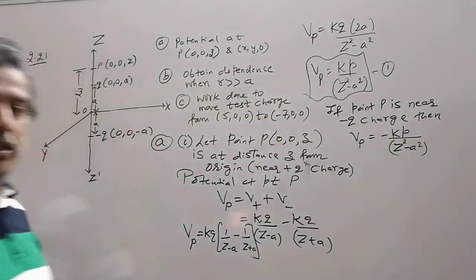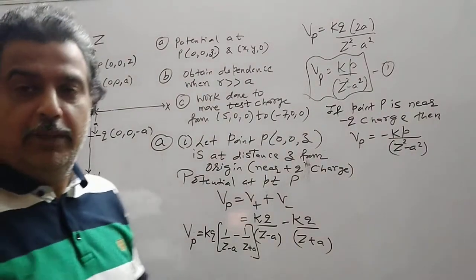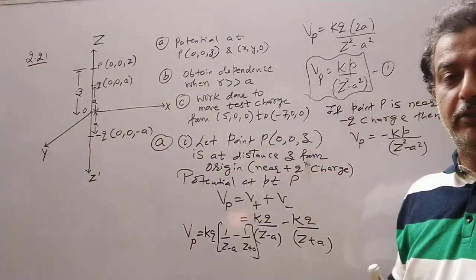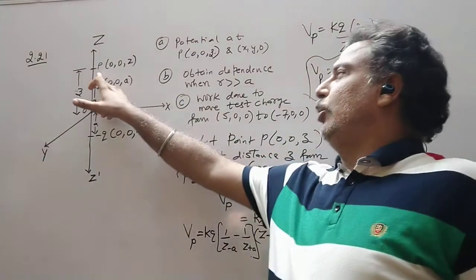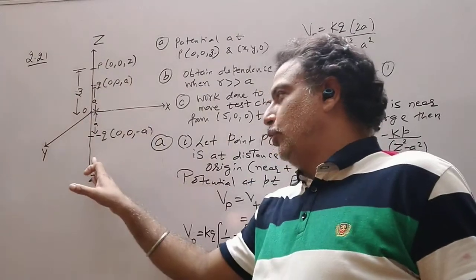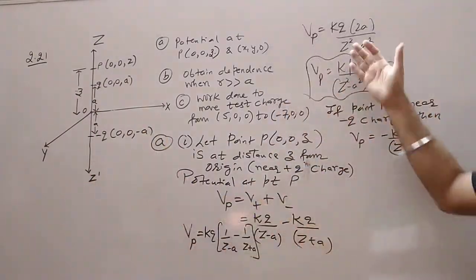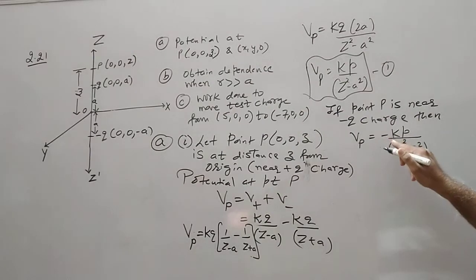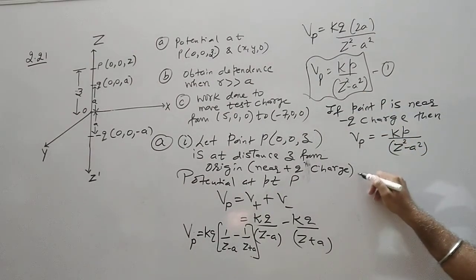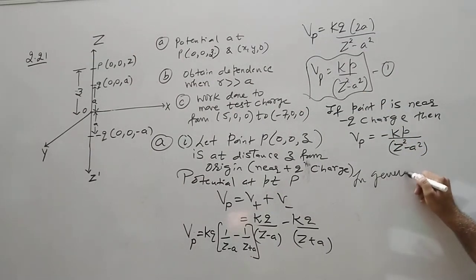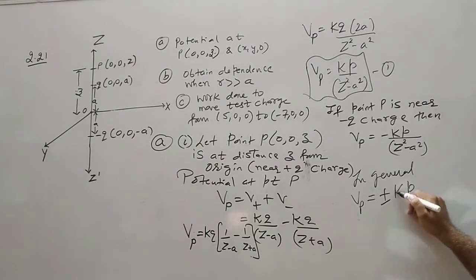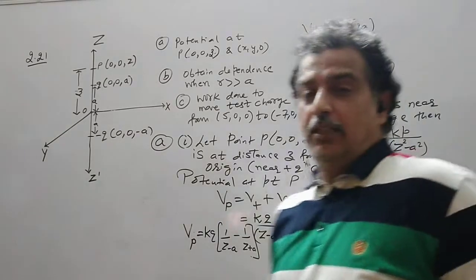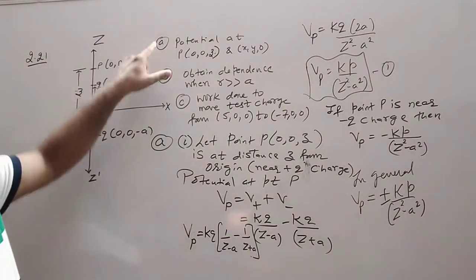So in this situation, theta will be 180 degrees and cos 180 will be equal to minus 1. So whether you consider point P along a positive Z axis or negative Z axis, your answer will be plus or minus potential at point P. So in general, Vp is equal to plus minus Kp upon Z square minus A square. So this is the first part of A portion.